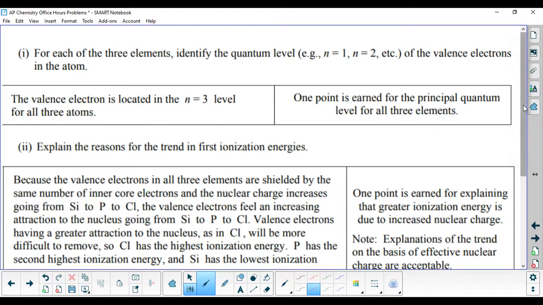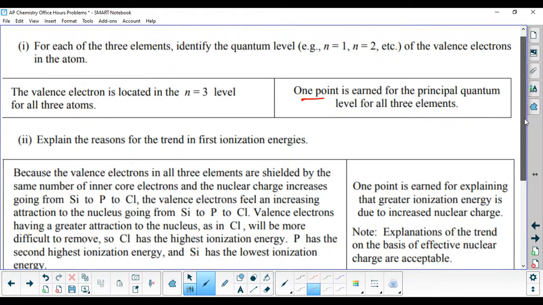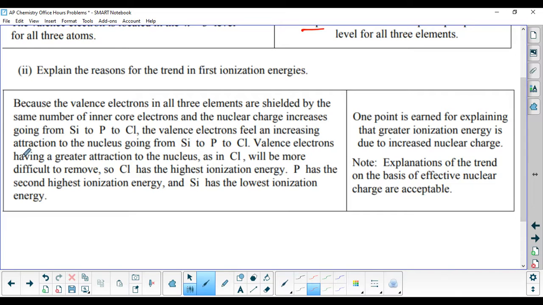And let's look at their answer key. 1 point for saying the third level for part I. And then here's their explanation. Because the valence electrons in all 3 elements are shielded by the same number of inner core electrons, and the nuclear charge increases going from silicon, phosphorus to chlorine, or you could say the number of protons increases, anything would work for that. The valence electrons increase in attraction to the nucleus. And valence electrons having greater attraction will be more difficult to remove and require higher ionization energy. And that's your explanation for 1 point.